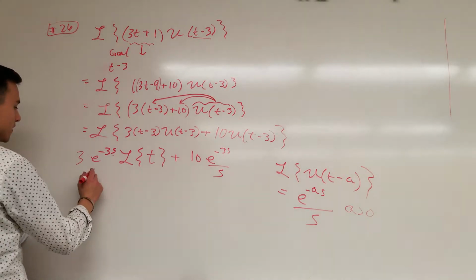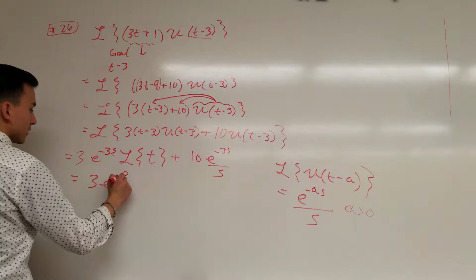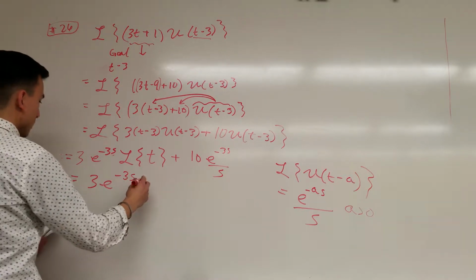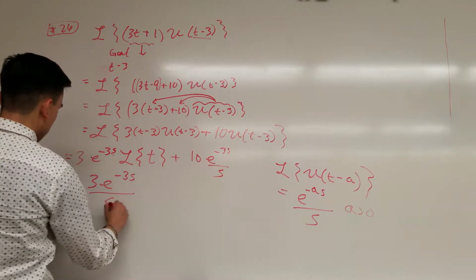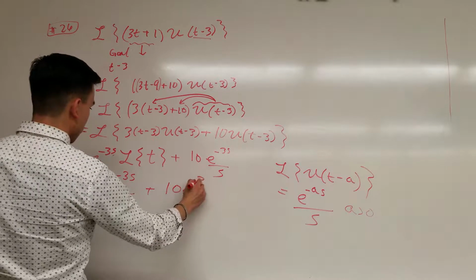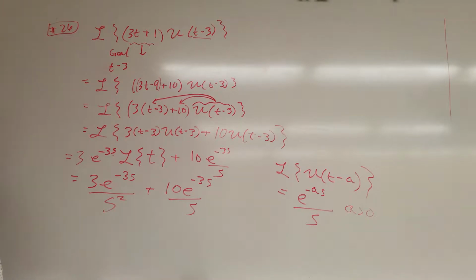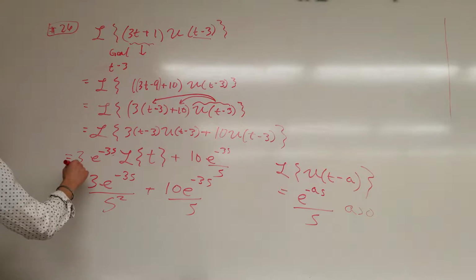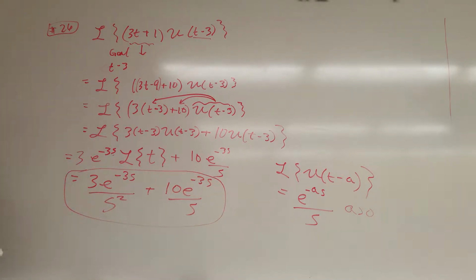Okay, so now we have 3e to the negative 3s. That is going to be s squared. So we could say s squared plus that is 10e to the negative 3s over s. And we just solved this unit step function. And there's our answer. Wonderful.